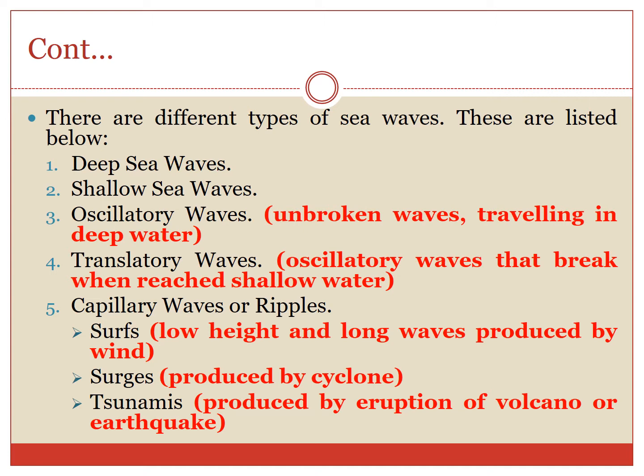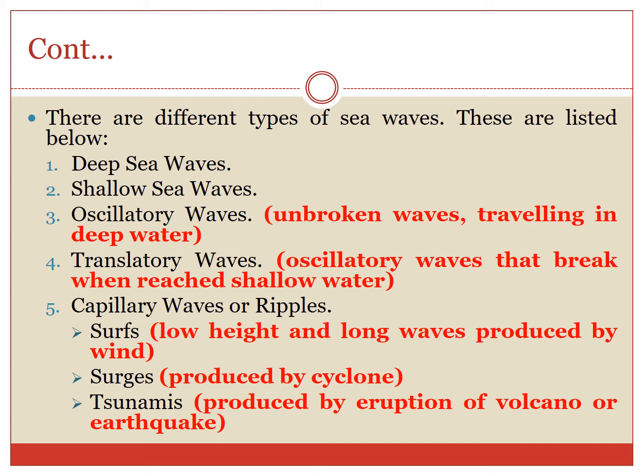Second is the surges. The waves produced by the cyclone are very strong and powerful and are known as surges. These are produced by the cyclone's effect. And the last one is the tsunami. The waves produced by the eruption of a volcano or an earthquake at the bed of the sea are called tsunami.